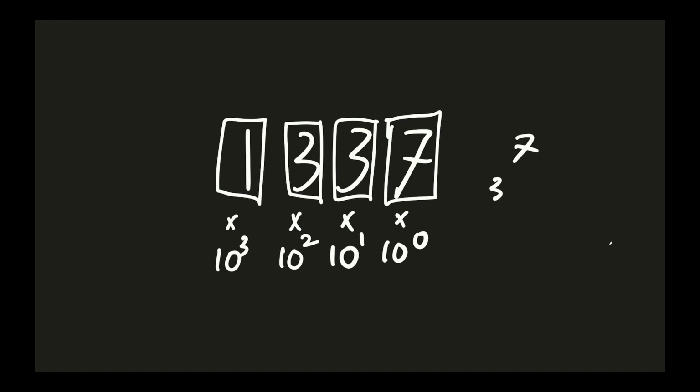So the first place here where this 7 is would be times 10 to the power of 0. This place would be times 10 to the power of 1, or 10, times 10 to the power of 2, or 100, times 10 to the power of 3, or 1,000. And the only thing you need to remember is that raising something to the power of 0 is 1. It's just 1. So this 7 times 1 is 7, 3 times 10 is 30, 300, and 1,000. Add these all up, and we're back to our original number.